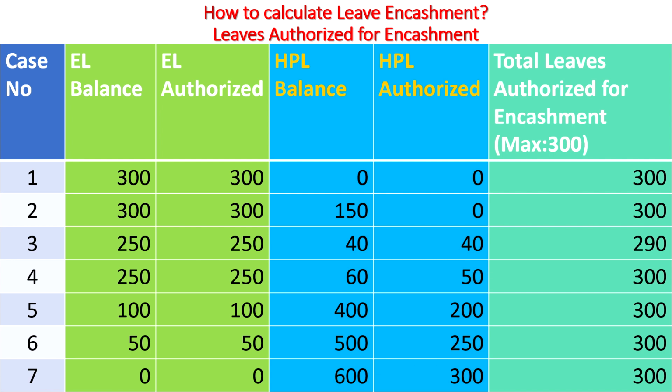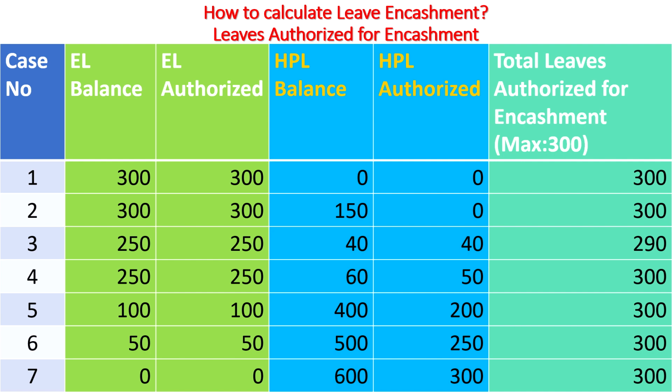In the first case, the EL balance at credit at the time of retirement is 300, so the authorized EL will be 300. If the HPL balance is 0, the authorized balance will be 0. The total leaves authorized for encashment should be a maximum of 300. So in this case, EL is 300 and HPL is 0, so the total authorized balance will be 300 for encashment purposes.